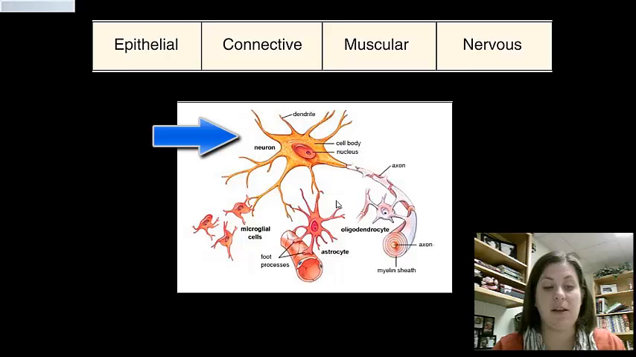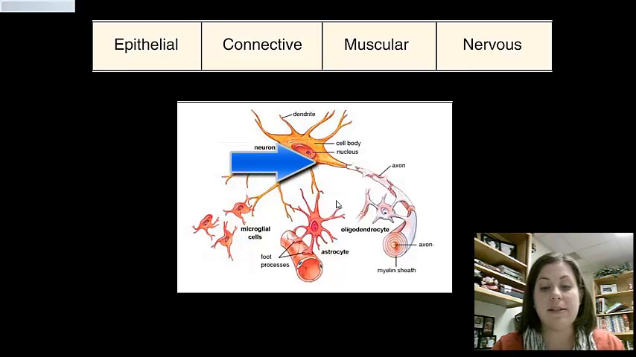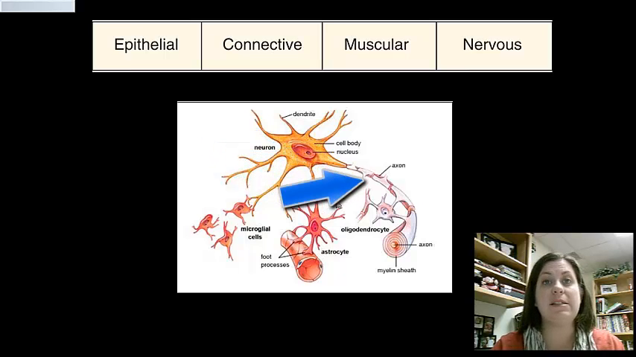Neurons have dendrites that collect the information, a cell body which contains their nucleus, and an axon that transmits the signal to the next cell, whether that cell be another nerve, whether it's a muscle, or it could even be a gland to cause it to secrete something.